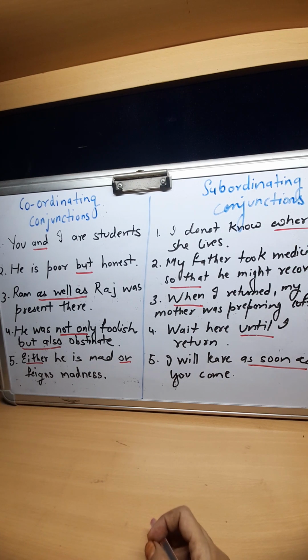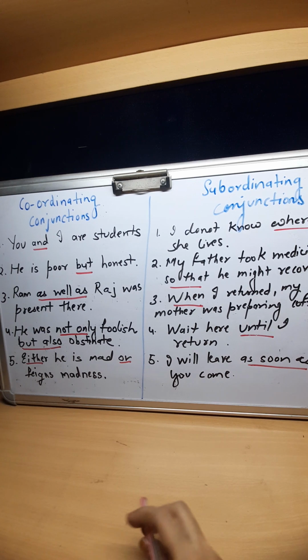So today we are reading, noticing, understanding the difference between coordinating conjunctions and subordinating conjunctions. In the last class, I told you only about subordinating conjunctions. So today we will do a comparative study.